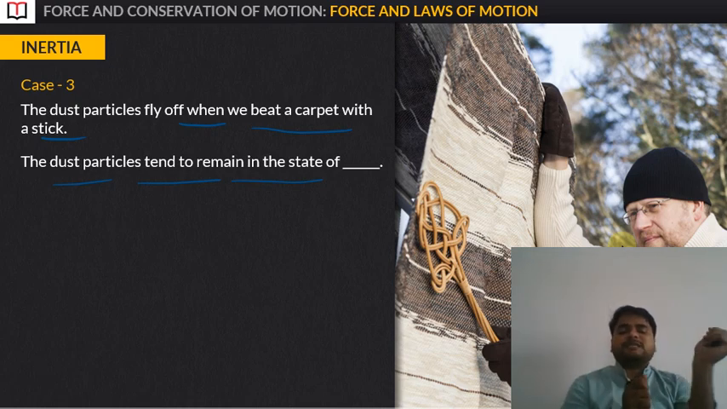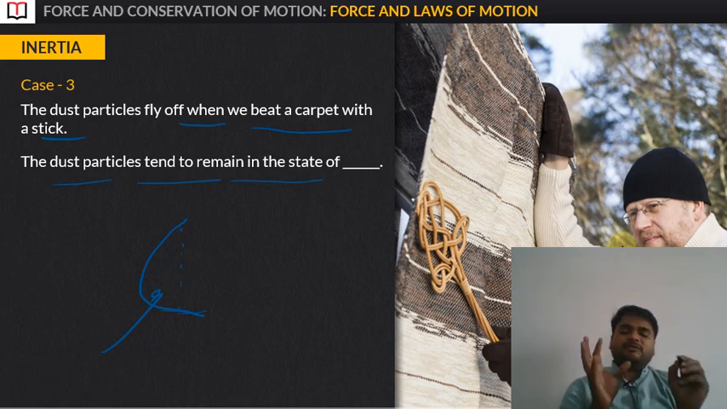When we put the stick on the carpet, what happened? Suppose we put a stick on this carpet, then this part of the carpet comes in motion at that instant, and the dust particles were stationary, that is, at rest. That's why when we beat this, these dust particles come out of the carpet. So it means the dust particles tend to remain in the state of rest.